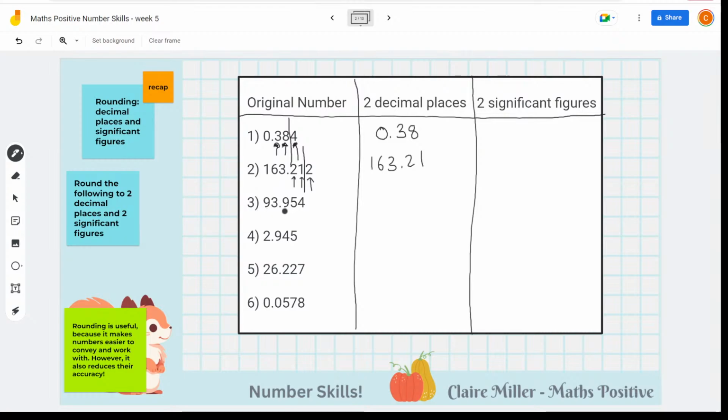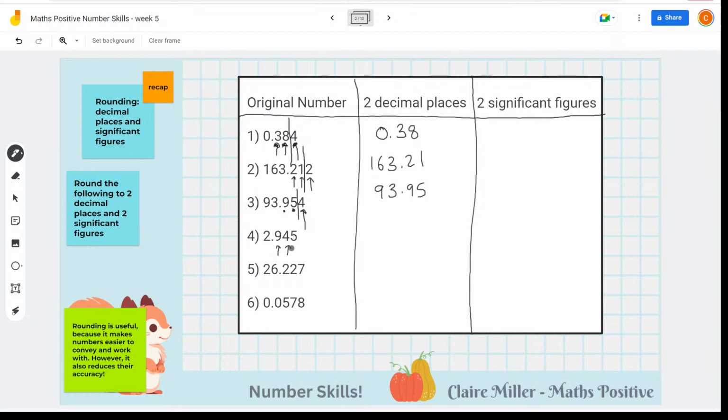So the next one: first decimal digit, second decimal digit. That's going to be our decider. Again, our decider is quite low, so we don't need to round our number up. We just cut the end off, basically. 93.95. I bet you're getting to the point where you can do these pretty well yourselves now.